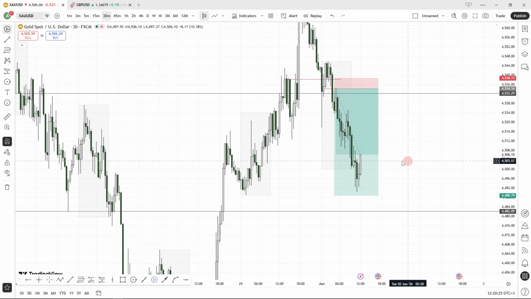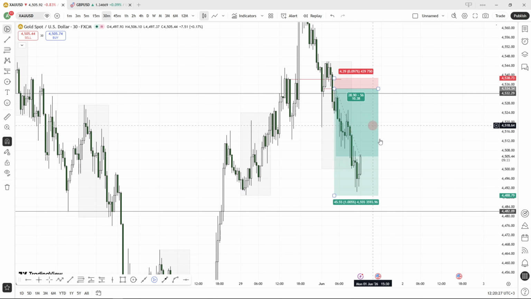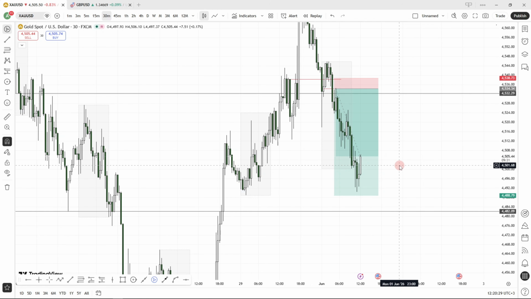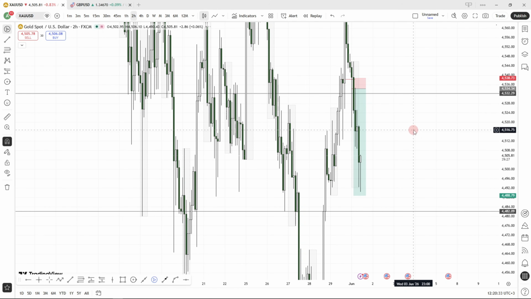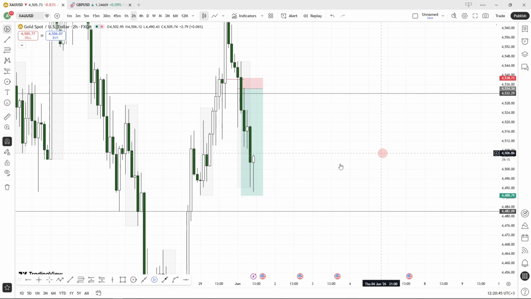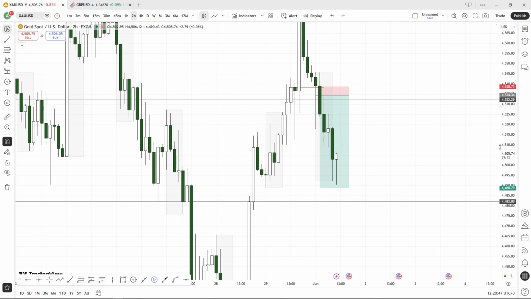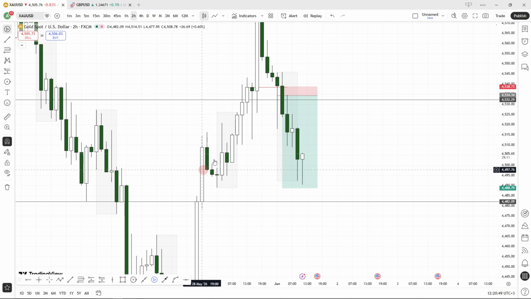The same model of fair value gap invalidation entry model. On the 2 hours, was it the 2 hours or the 4 hours? Let me confirm. Well, it was on the 2 hours. Quite a good setup on the 2 hours. You can see we had this fair value gap at this point. This right here is a fair value gap, and then we've had this mitigation.